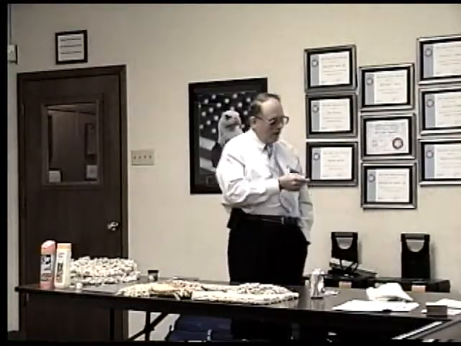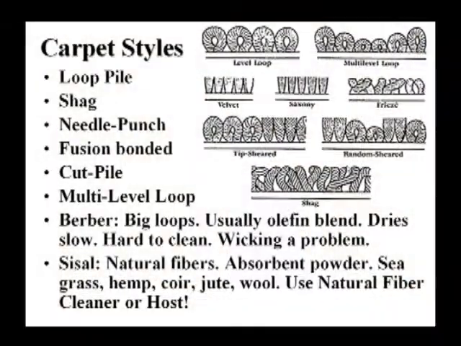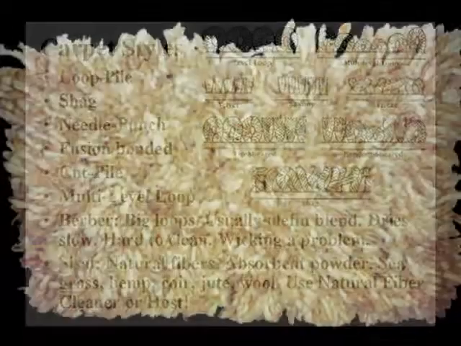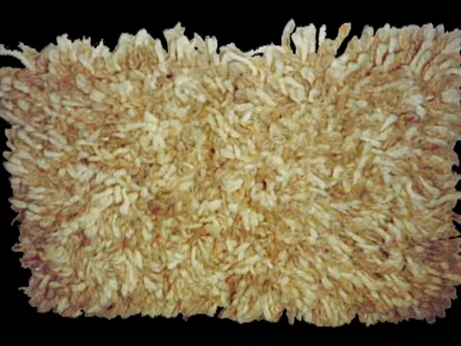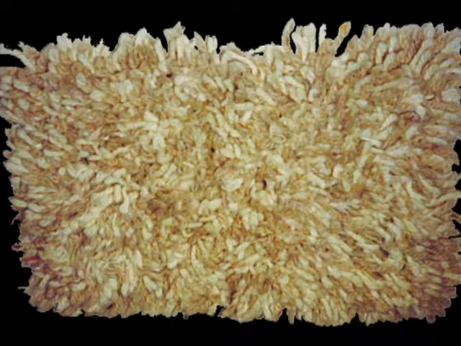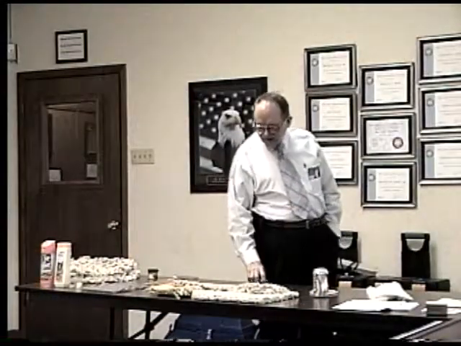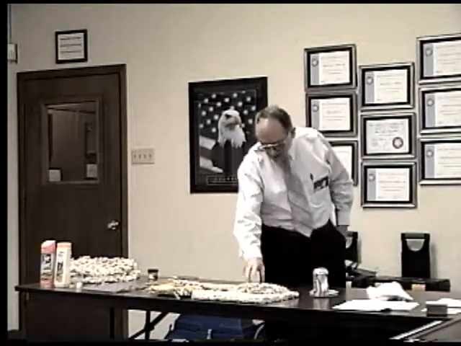Then we can have some variations of it. Tip-sheared, where some of it's loop, some of it's cut, and so forth. And then we have this wonderful stuff. You like this stuff? Smart. Basically what? Yes. Shag. Shag carpet. Those are your basic types. There's one other kind I want to talk about, but it fits into two others.